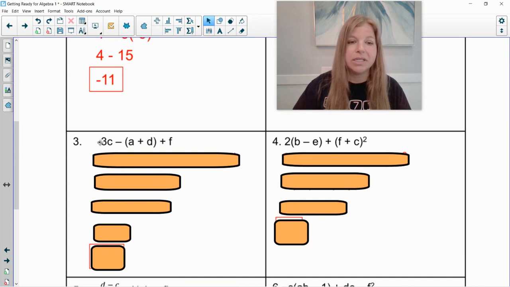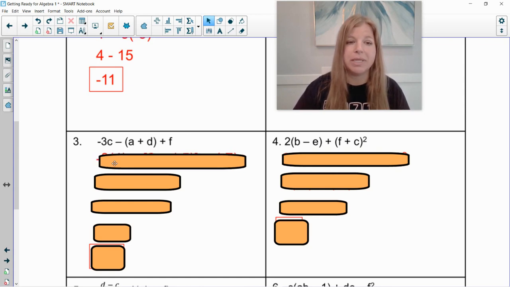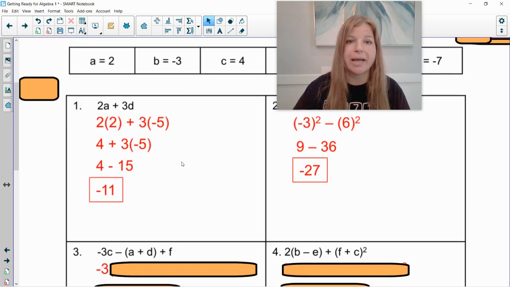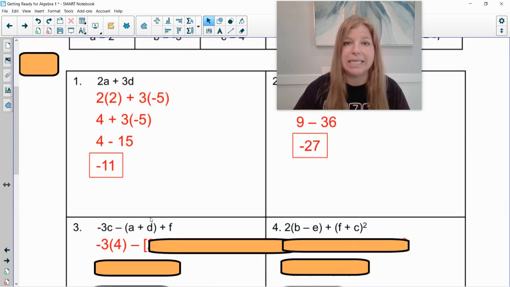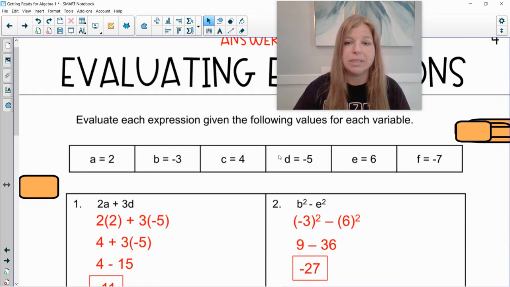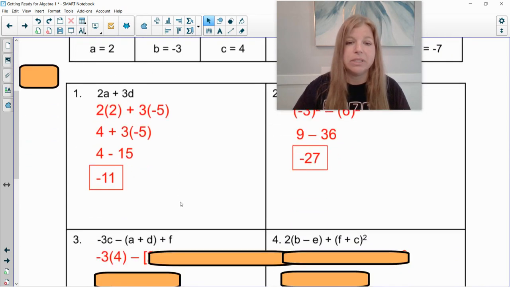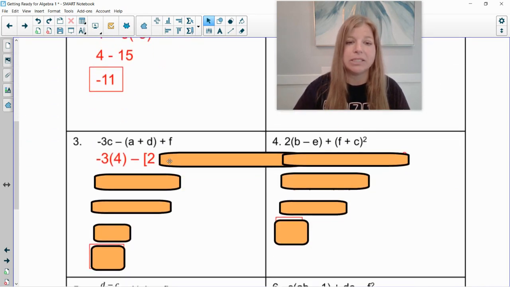Next set. -3c minus (a plus d), the sum of a plus d, and then plus f. So now I need to go back carefully and take a look. So this would be -3. I look back at my directions. It says c is 4. So that would be -3 times 4. Minus, and then in parentheses, I need to do a plus d. a is 2. d is -5.